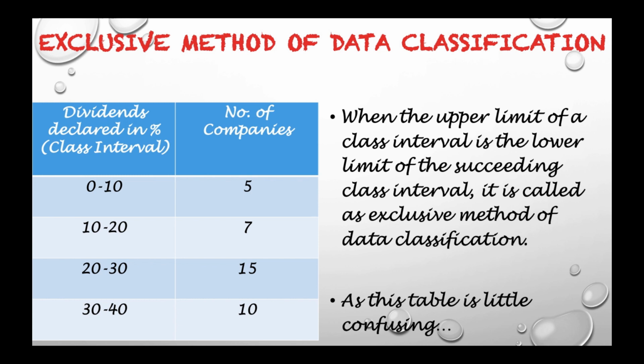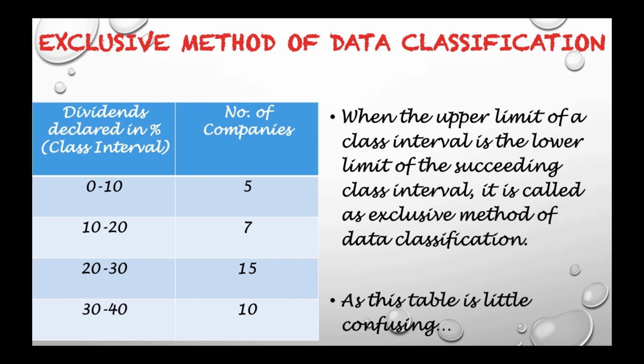Exclusive method of data classification. Here we see a table, and when the upper limit of a class interval is the lower limit of the succeeding class interval, it is called an exclusive method of data classification.